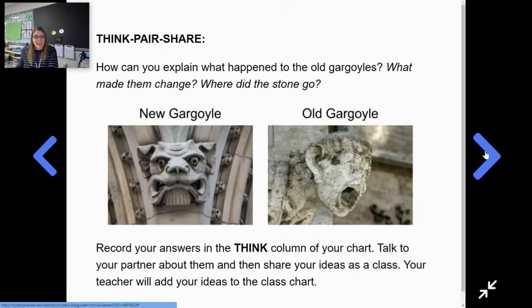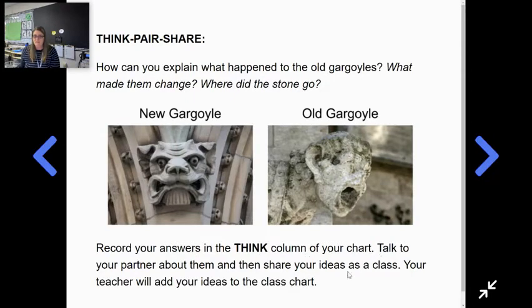Okay, so now that you've recorded what you saw, can we think about or explain? Can you explain what happened to the old gargoyles? What made them change? Where did the stone go? I'm noticing this one looks pretty weathered down and smooth, right? And this one looks fresh and crisp. So record your answers in the think column of the chart.